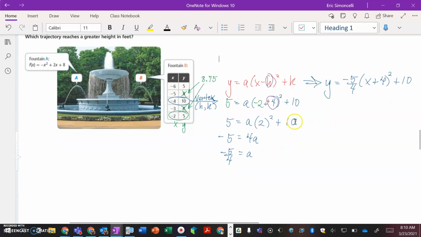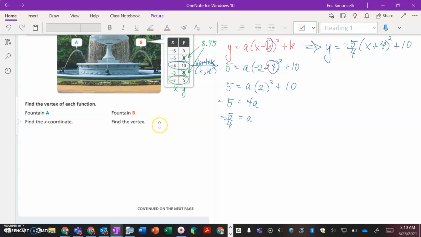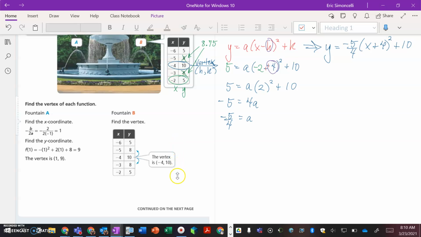That's a nice precursory step to getting this process started in full, such that we're going to find the vertex. We already did that, at least for the second graph. The fountain on the left has a vertex which you can find with negative b over 2a. In doing negative b over 2a, you have negative 2 over 2 times negative 1, which is simply 1. The vertex on the other function, which I've already denoted up above as negative 4, 10, is, well, the point there in the middle.